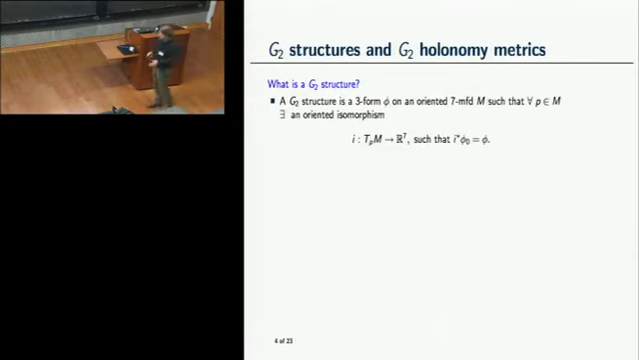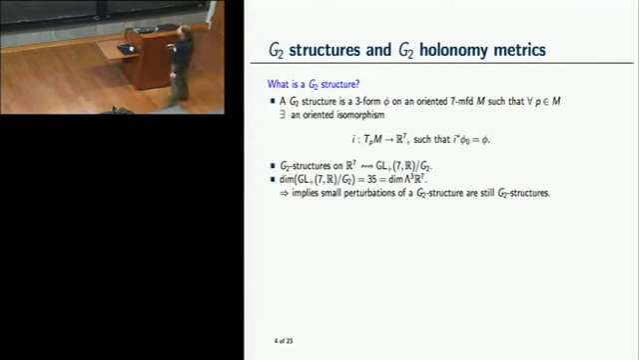So to say, a G2 structure on a manifold just means a three form that looks like this standard model at every point. So a G2 structure on an oriented 7 manifold is a three form such that at every point there's an oriented isomorphism between R7 with phi 0 and this given three form.